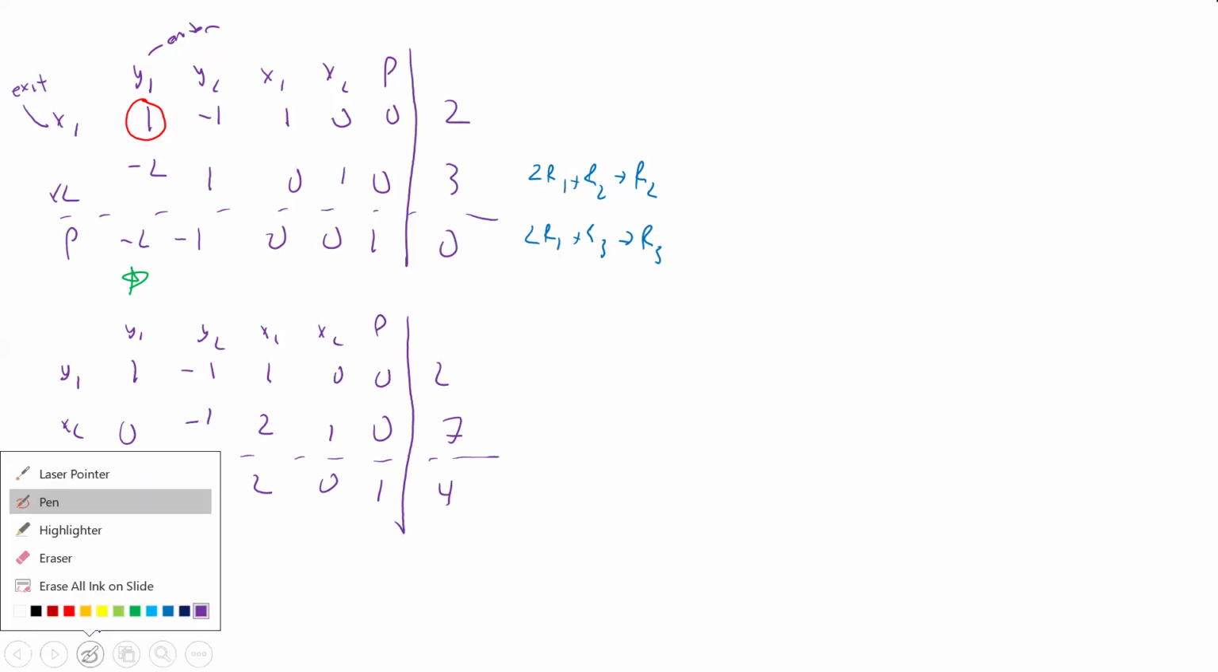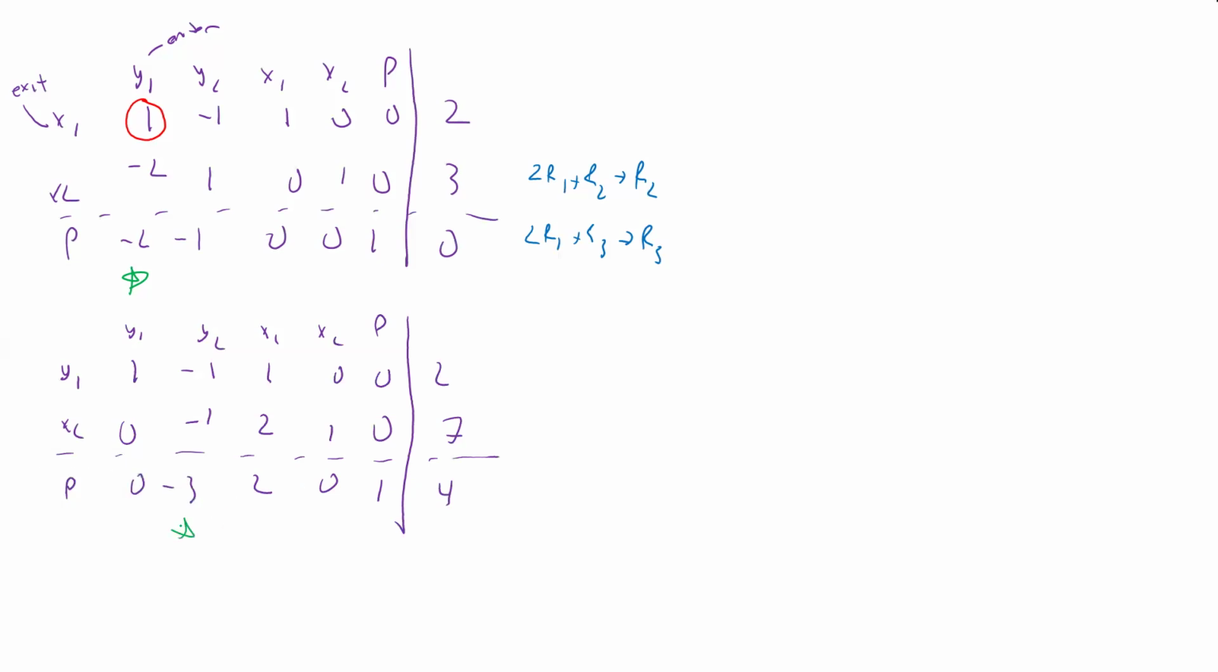Okay. So now we look for the biggest negative again. So that's that one. Aha, look at that. We have a negative here and a negative here. Because of those two negatives, we can't do anything. And so this one, there's no optimal solution.